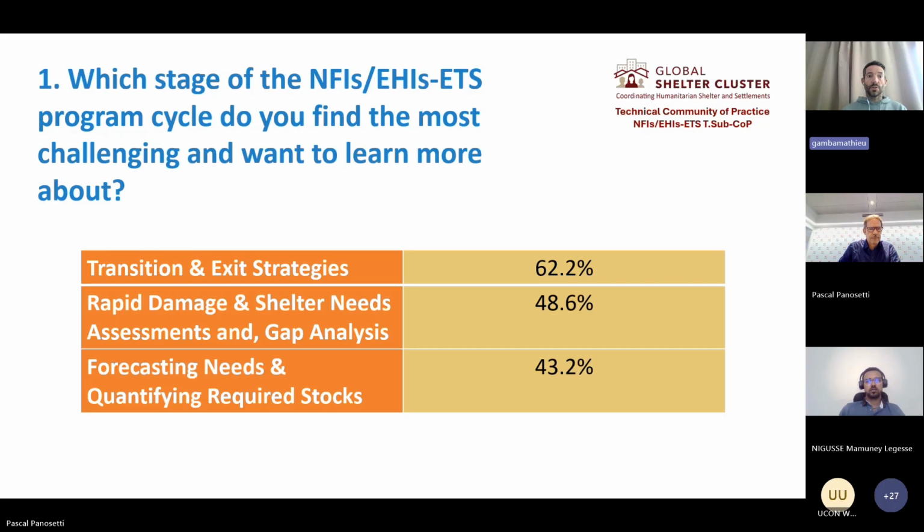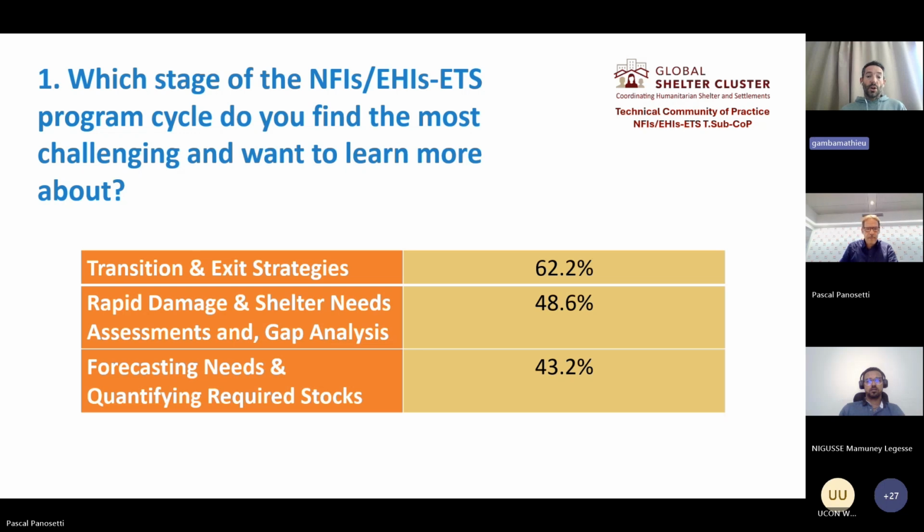So the first question was about the stage of the program cycle you are more interested in. The first top priority was transition and exit strategies, followed by rapid assessment and forecasting of needs and quantifying required stocks. So this will help us to design future meetings and discussions.